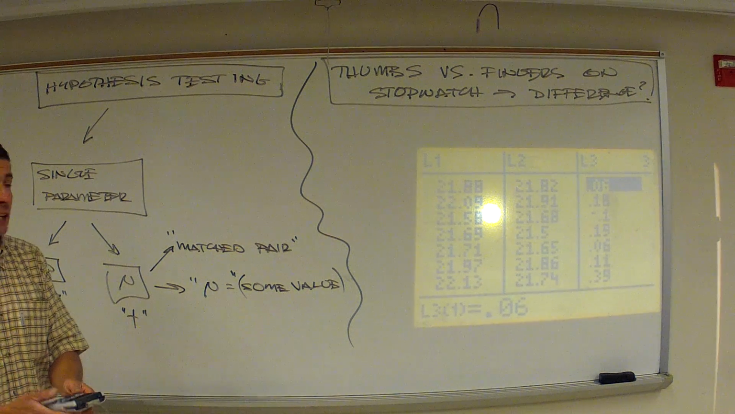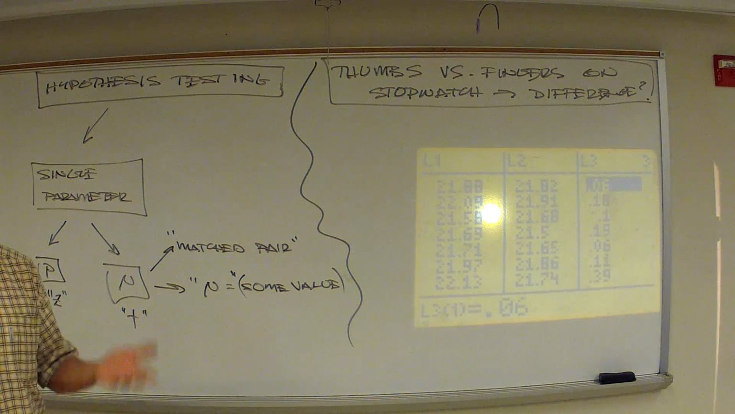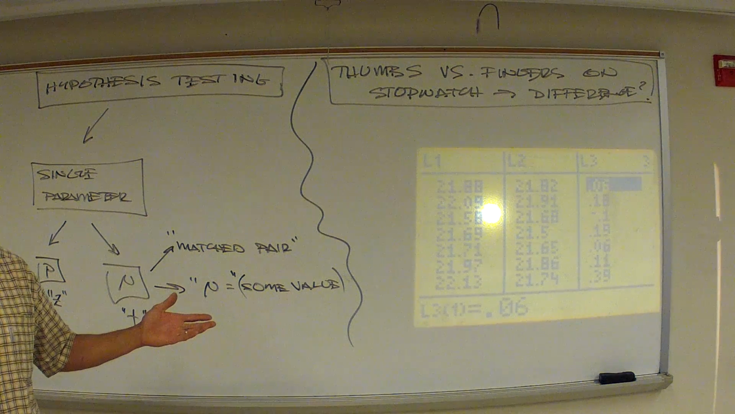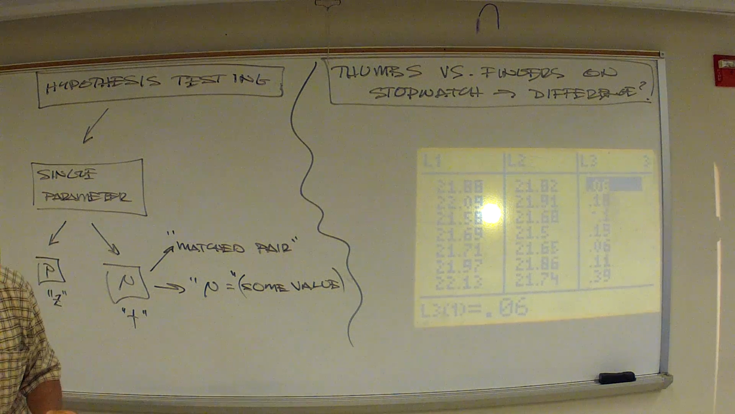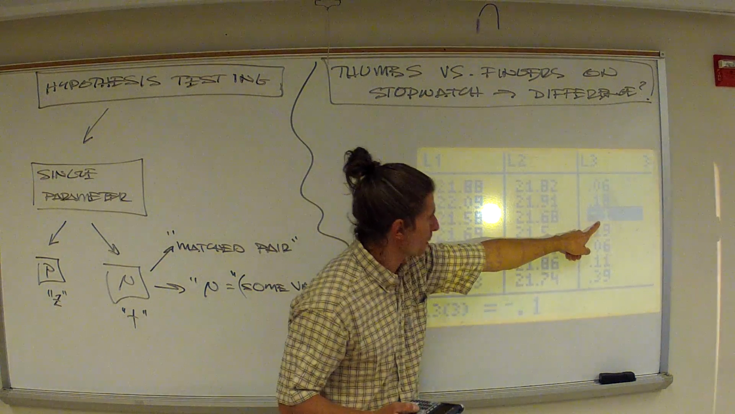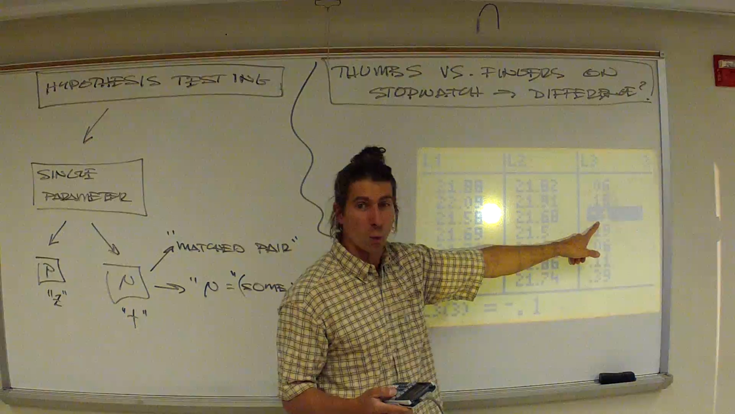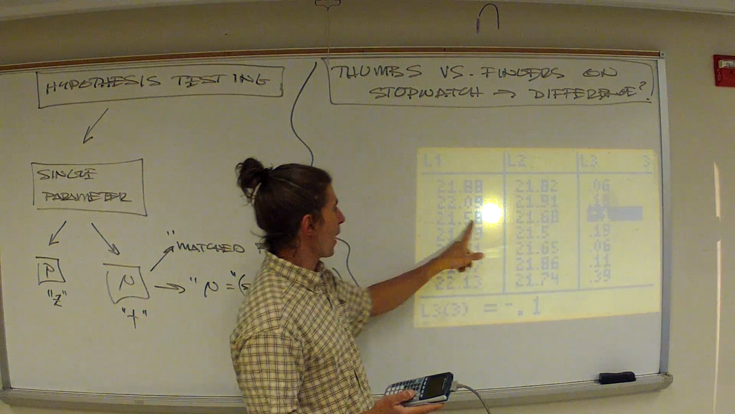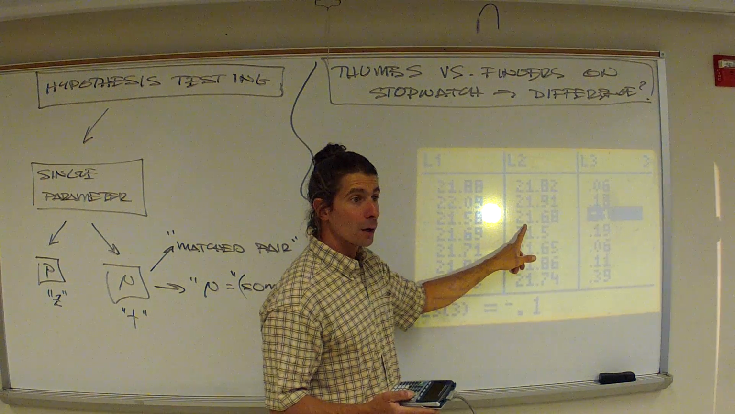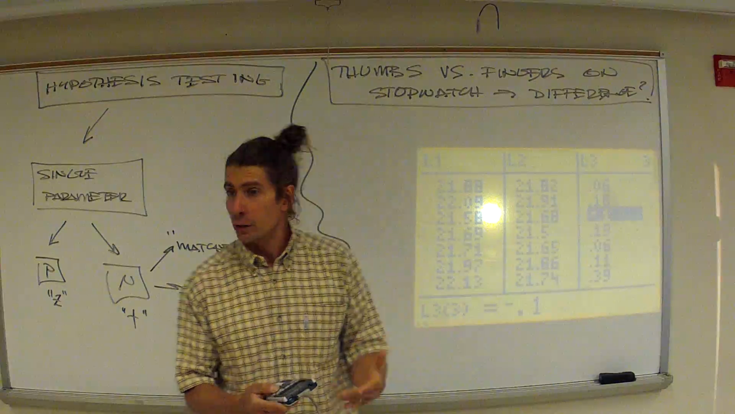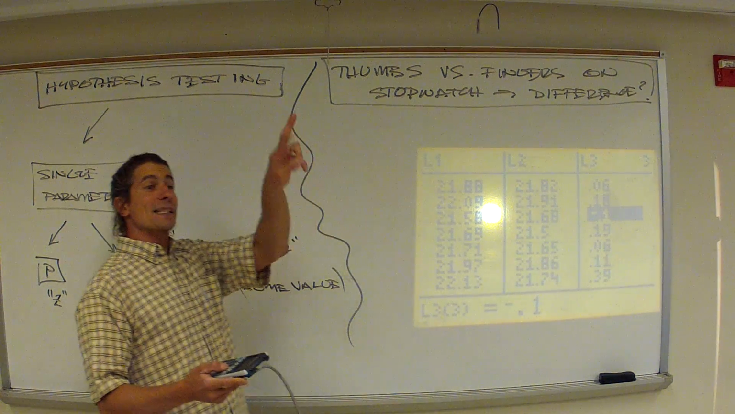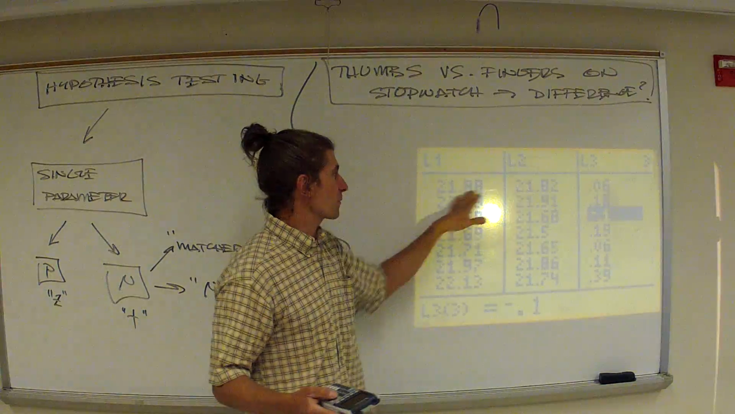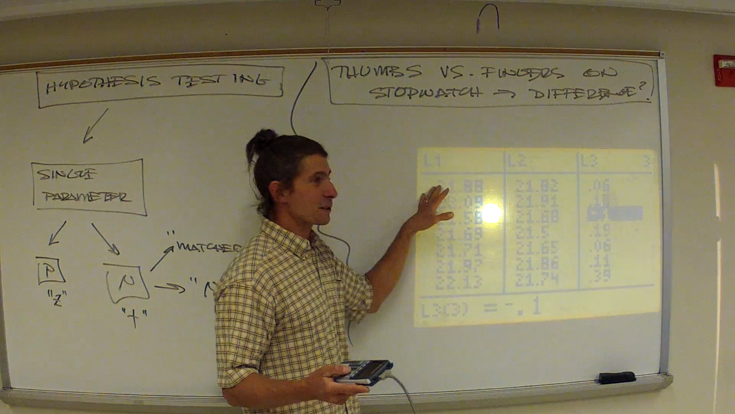L1 minus L2, enter. There are the differences. Some are positive, some are negative. What does that mean? Negative means the thumb is faster. Good! If you're negative, for example, this guy right here, negative 0.1 second, that means your thumb was faster than your finger. It's negative because it's smaller. This guy has a smaller number minus a bigger number equals a negative value. Awesome, Zoe. So if it's positive, that means your finger was faster than your thumb.